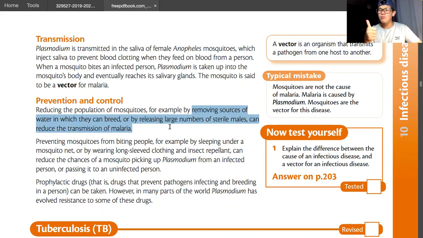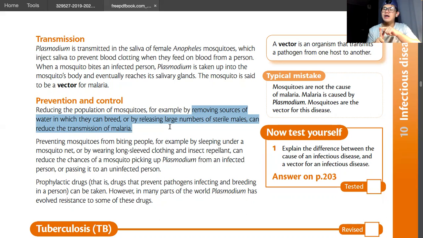Number one, we remove their breeding ground. What's the breeding ground for mosquito? It is any stagnant water. For example, water that is pooled, water in a tank, water in a drain, water from a river, not a flowing river. Anything that is flowing is not a good breeding place for mosquito. So what we do is we remove this. Remove the water in the drain, remove the water in the tyre, whatsoever. That's number one, removing the sources of water in which they can breed.